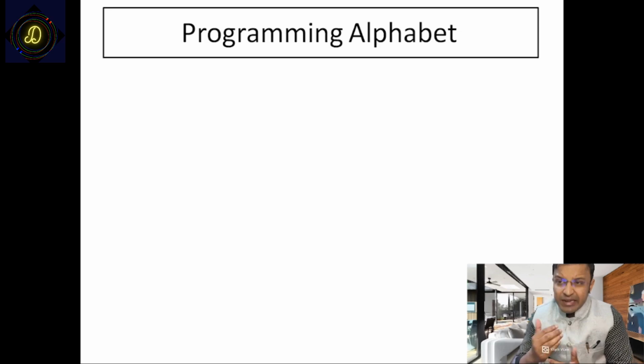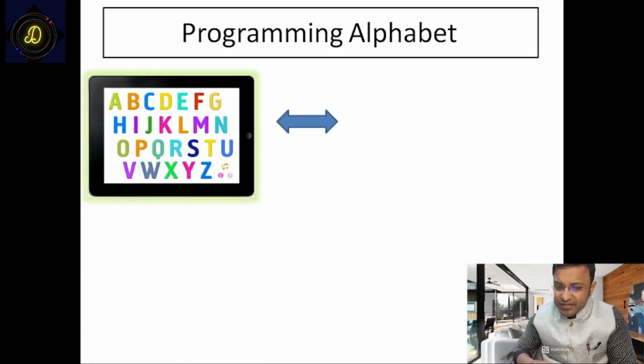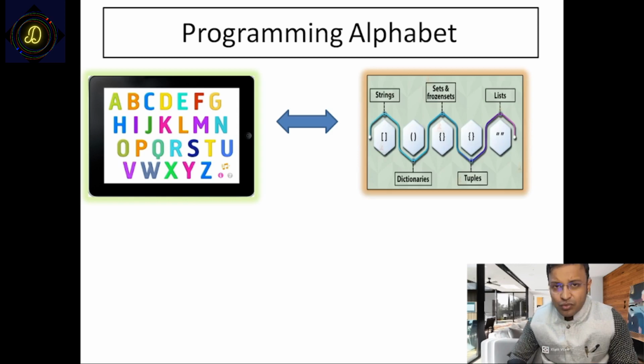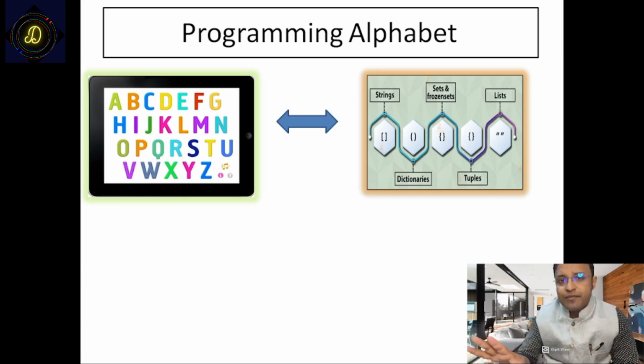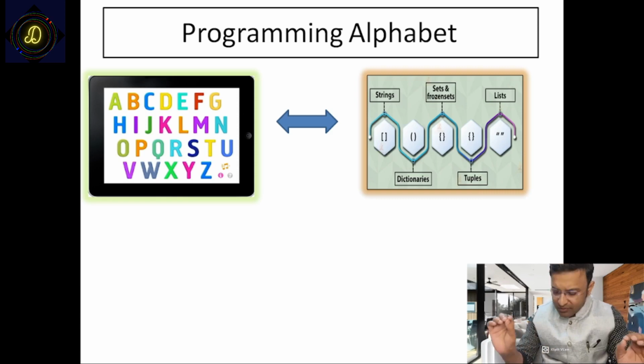Now, for any language, we also need some building blocks like alphabets, right? You know the alphabets A, B, C, D, E, F, all these things. These are the alphabets of our human language, in English. For a computer also, if we want to speak with a computer through a program, some alphabets are required. So the alphabets of computer programming are called data structure, in simple layman language, guys.